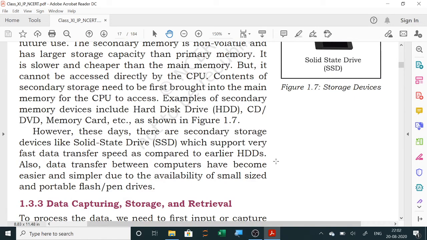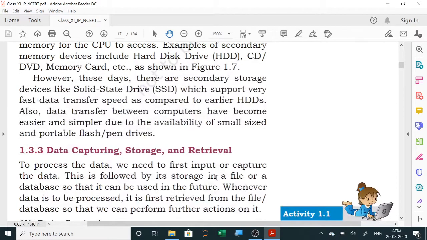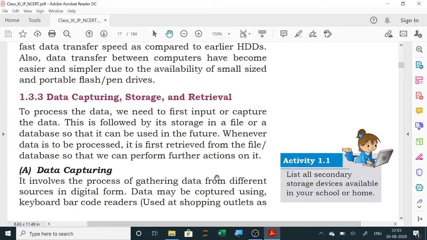However, these days there are secondary storage devices like solid state drive (SSD) which support very fast data transfer speed as compared to earlier hard disk drives. Also, data transfer between computers has become easier and simpler due to the availability of small sized and portable flash or pen drives. So these days we are using solid state drives which are much faster than our hard disk drive.